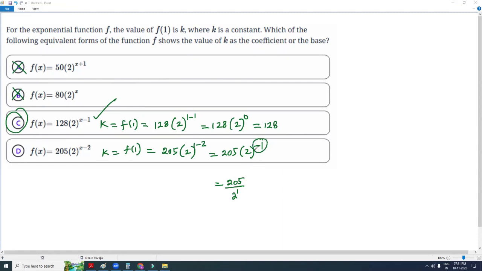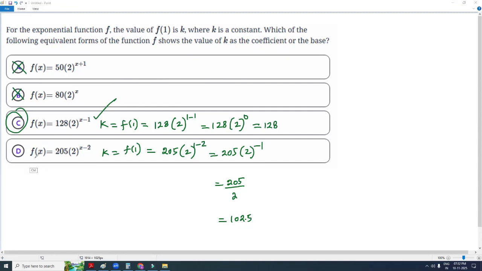Since we have a negative exponent over here, I just move this to the denominator. Then the exponent will change its sign. That is, it will become positive 1. So 2 to the first power is still 2. When I divide 205 by 2, I am getting 102.5. Okay, here I got the value of k.